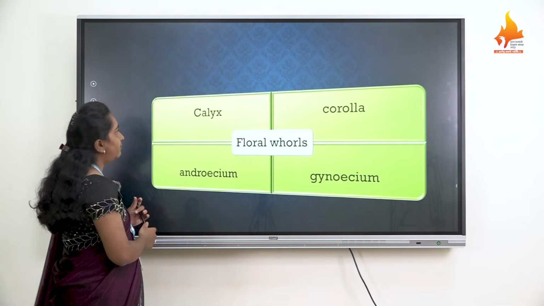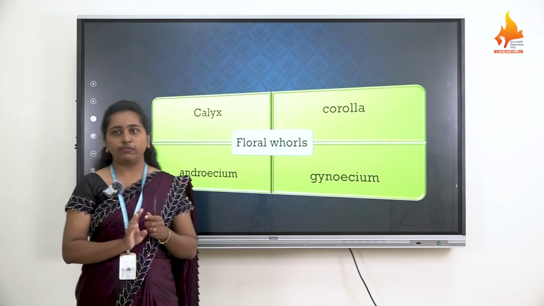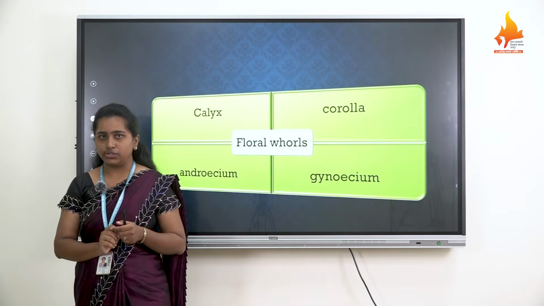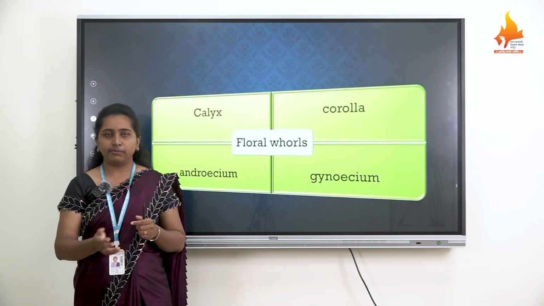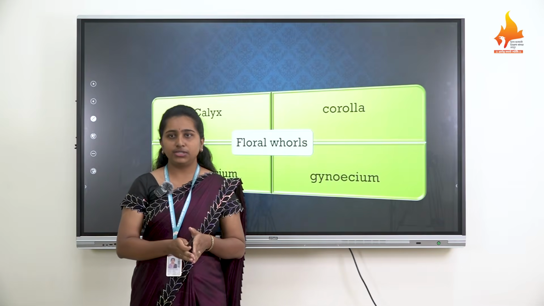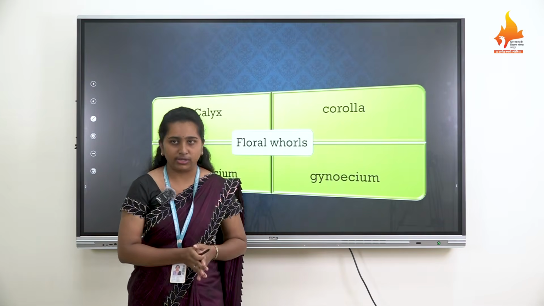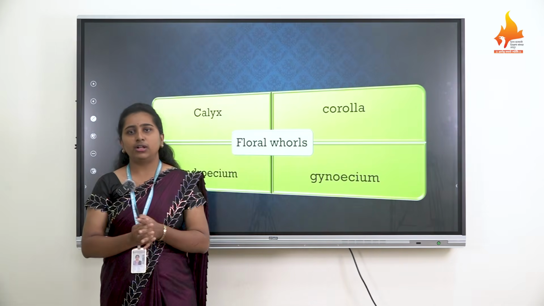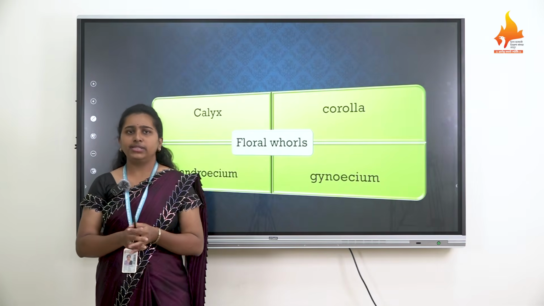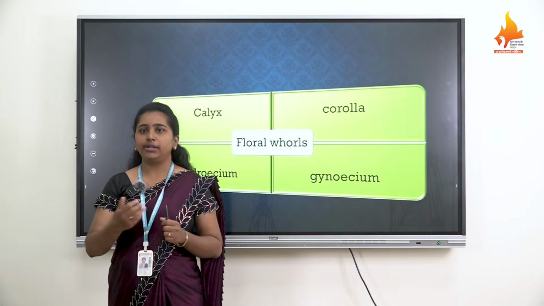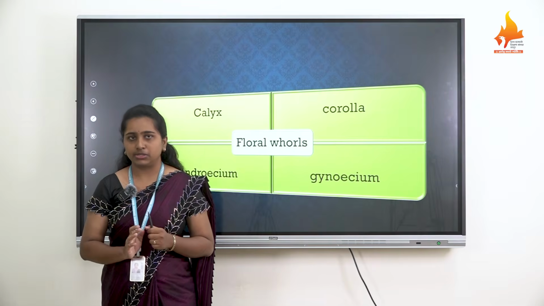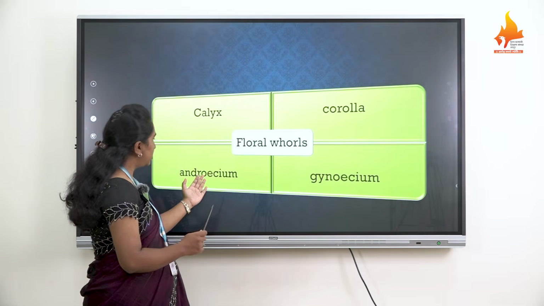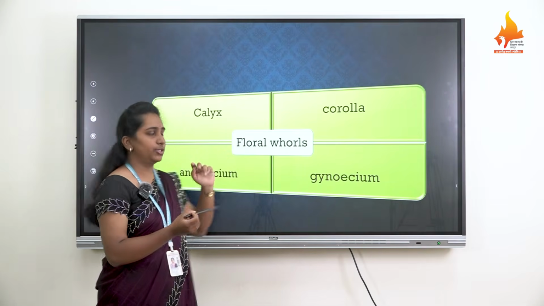Next one is floral whorls. There are basically four whorls present. That is calyx, corolla, androecium, and gynoecium. The floral whorls are divided into mainly two types. First one is non-essential whorl, and second one is essential whorl. Non-essential whorls contain calyx and corolla. Non-essential whorls are also known as accessory whorls because they don't directly take part in the reproduction but help the flower in the reproduction. So the non-essential whorls are calyx and corolla, and essential whorls are androecium and gynoecium.